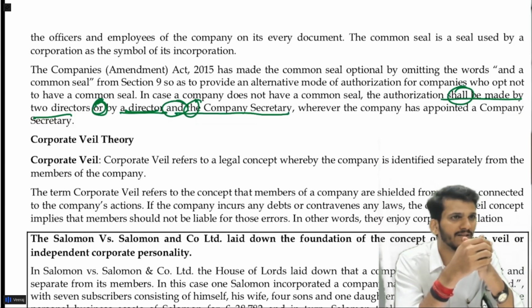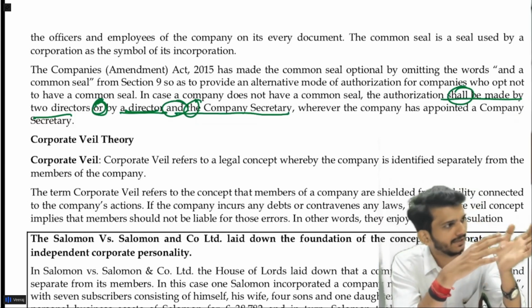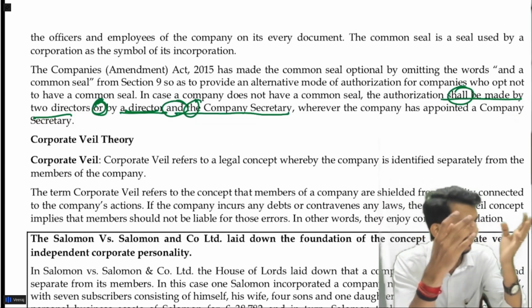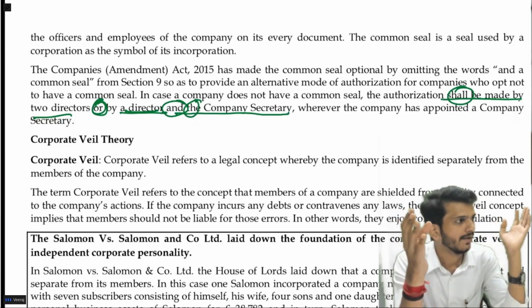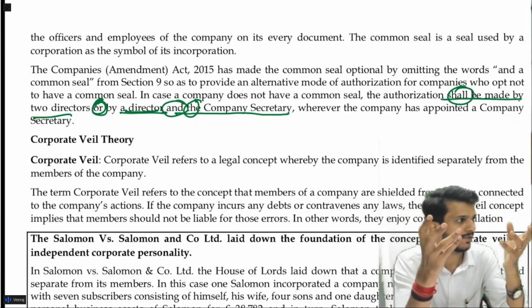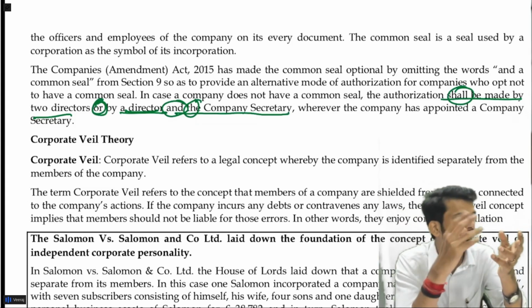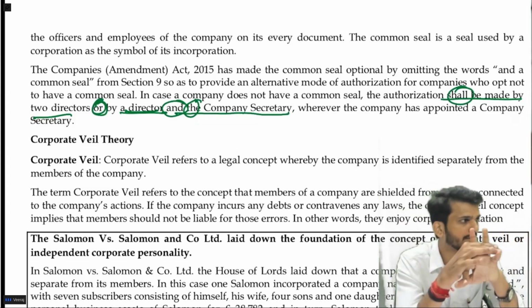See, when I say directors, they are not like employees. They don't come to the office daily. Some directors will be on foreign trips. Some directors will be at some plant. The company has 10 plants, 10 branches, then one director will be in each branch. Then how can they sign it? That is why they have given the alternative option.